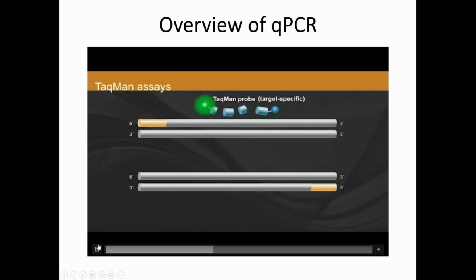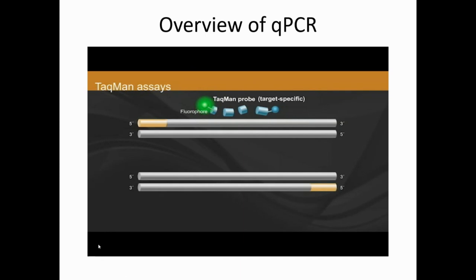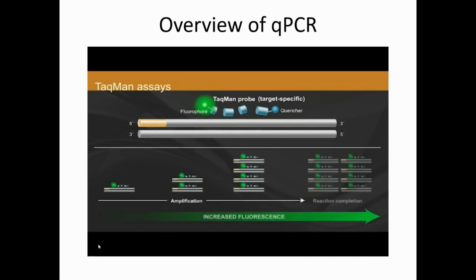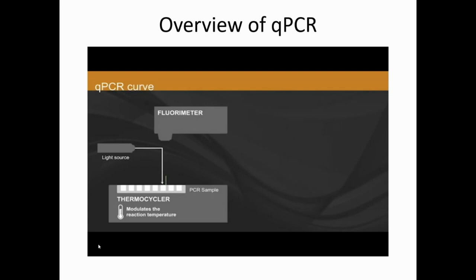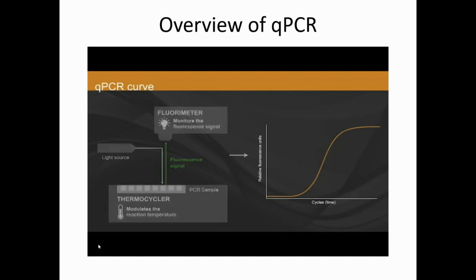Cleaves a target-specific probe, separating a fluorophore on the 5' end from a quencher on the 3' end, resulting in an amplification-dependent increase in fluorescence. A thermocycler, coupled with a fluorimeter, modulates the reaction temperature during DNA amplification, while also monitoring the fluorescence signal at each PCR cycle, generating a real-time qPCR curve.